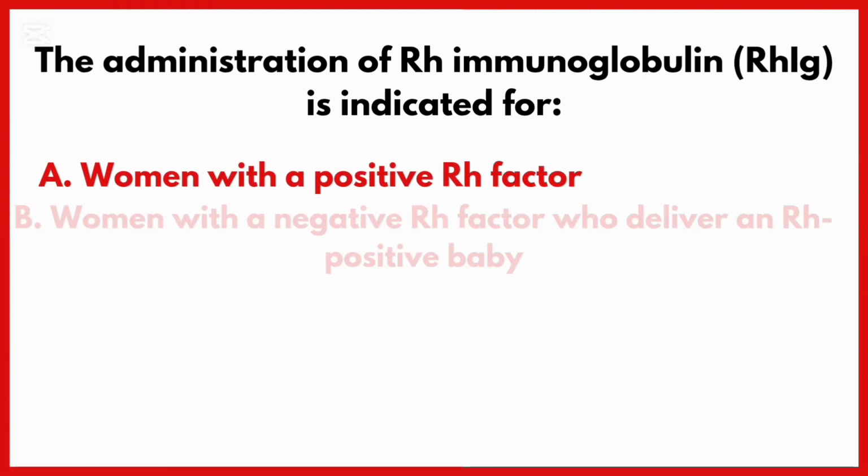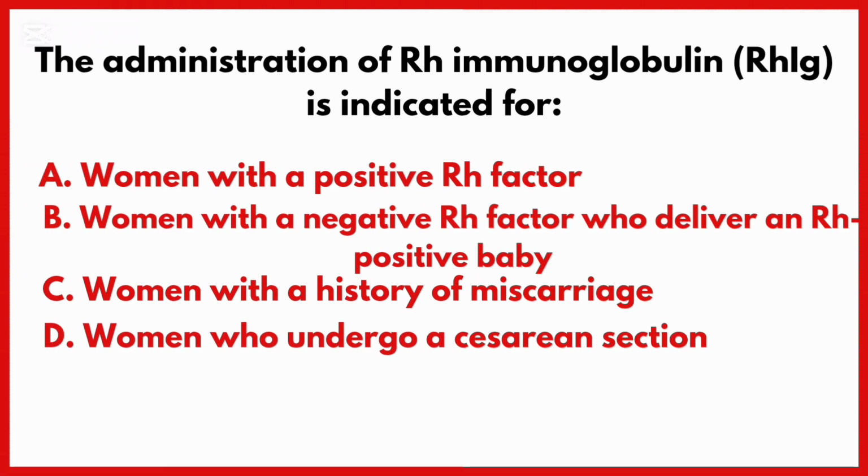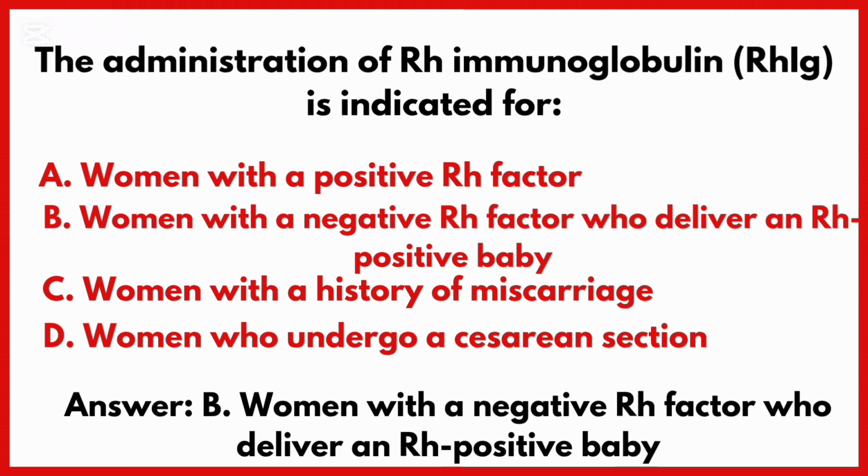The administration of Rh immunoglobulin is indicated for. Correct answer is option B, women with a negative Rh factor who deliver an Rh positive baby.